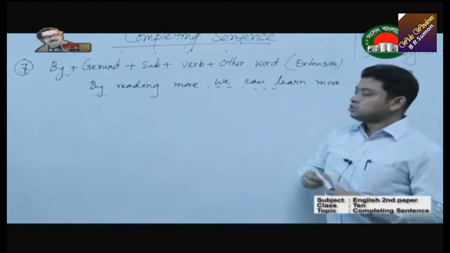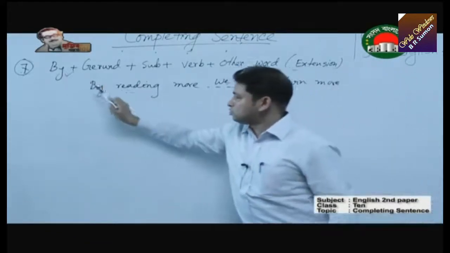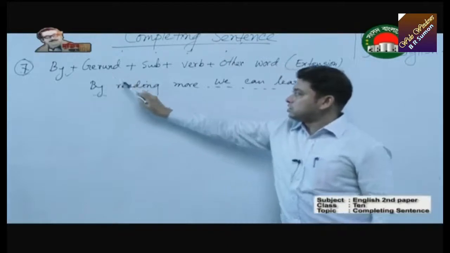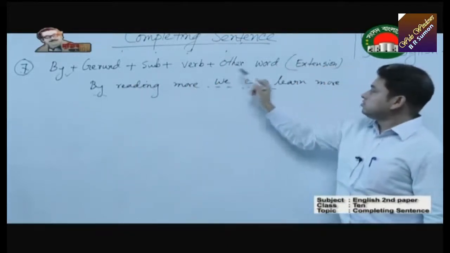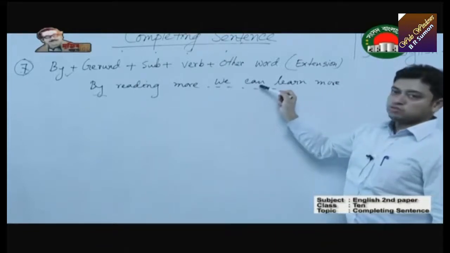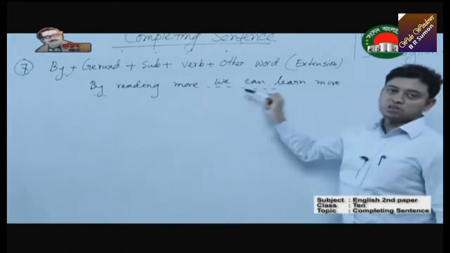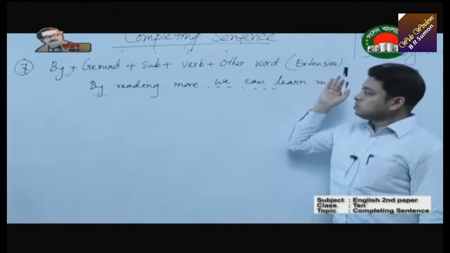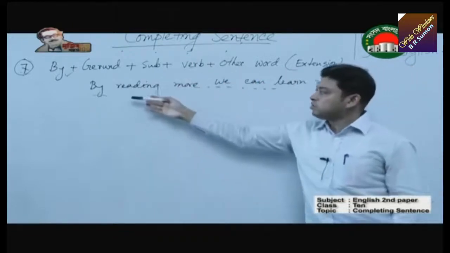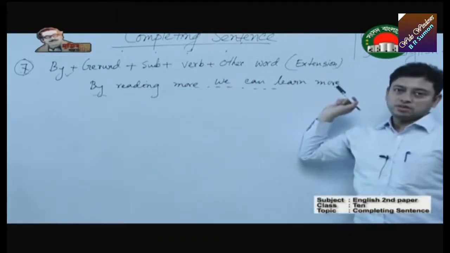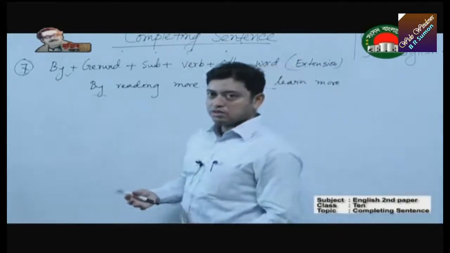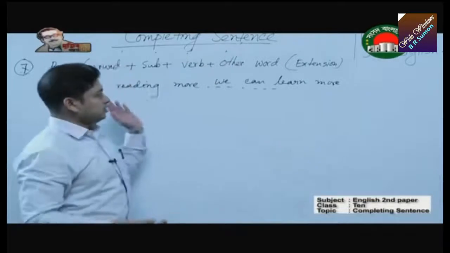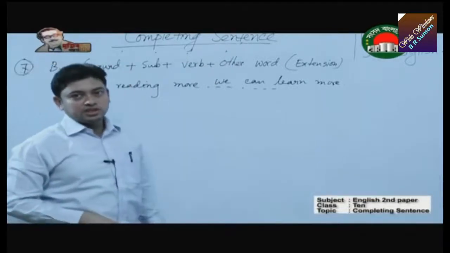According to the structure, here is by, so by is there. Then gerund, verb plus ing. Then subject is there. Then verb is there. This is a modal verb, then the base form of the verb. According to the sentence, we have to use this. So if there is by plus gerund, we can form any sentence like this. So you will be able to answer gerund plus verb. This is how you can form this kind of sentences.